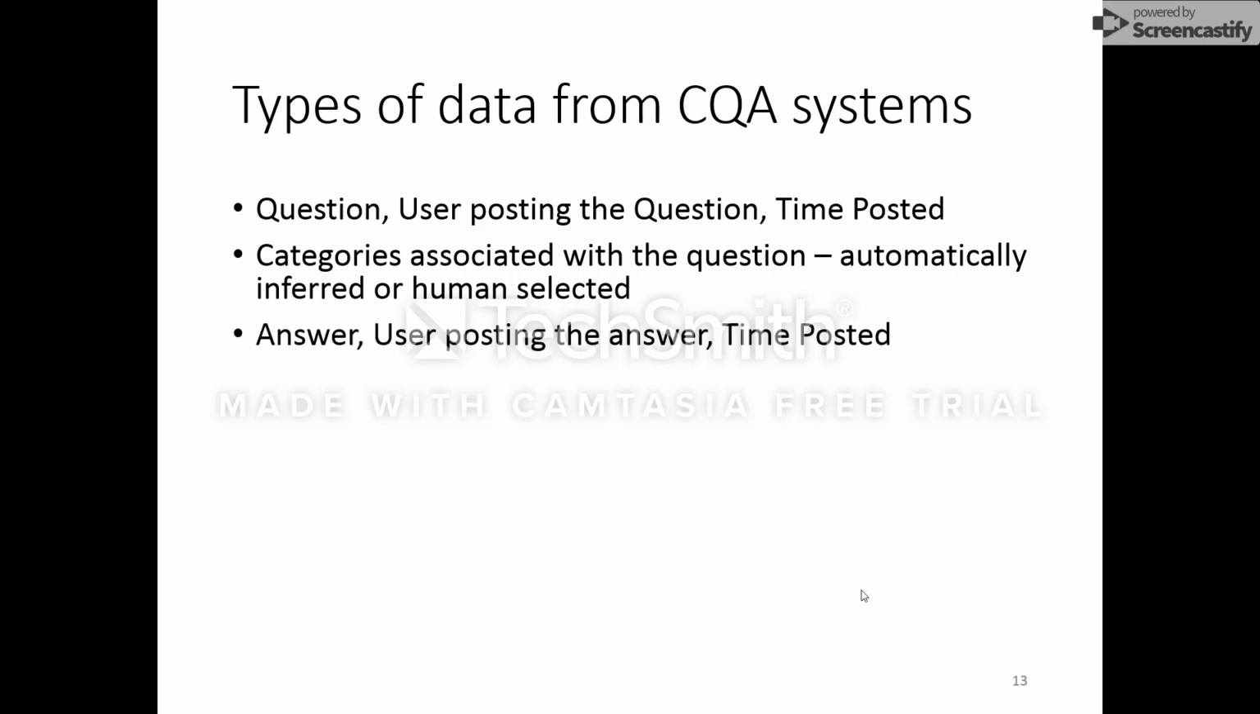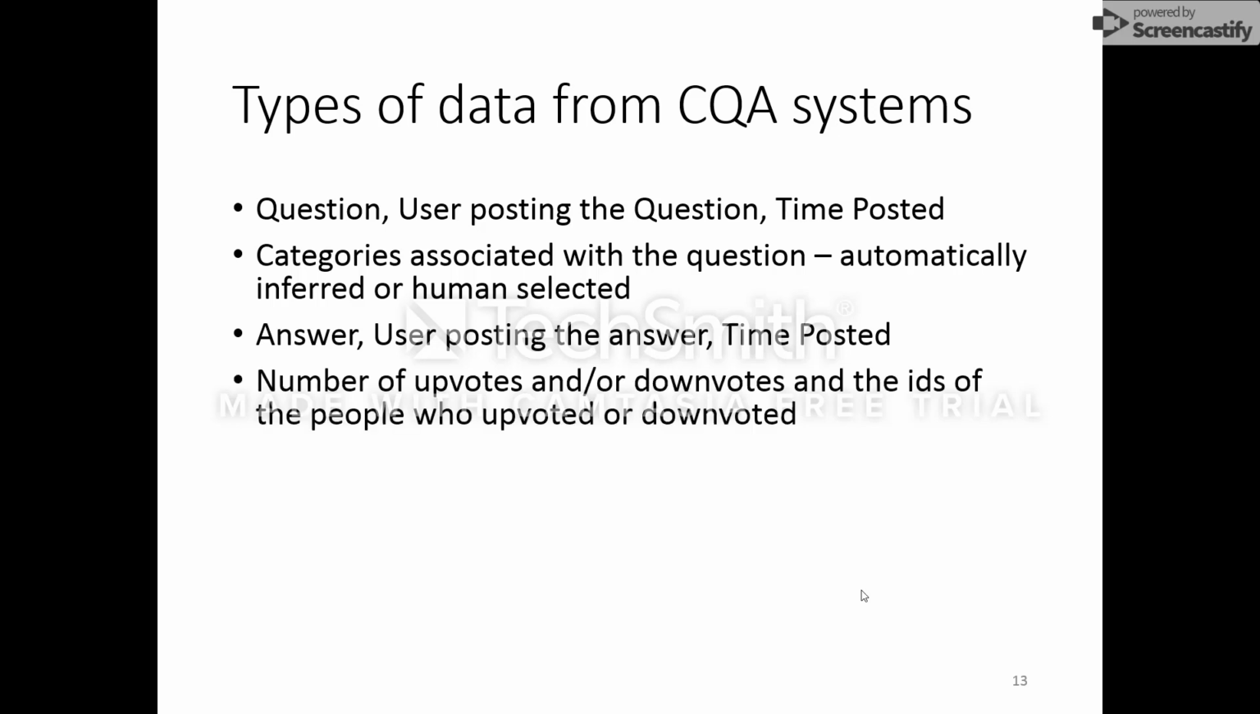And there are also answers and users posting the answer, the time that the user posted the answer, the number of upvotes and/or downvotes, and the IDs of the people who upvoted or downvoted. So the IDs are kind of important because you can infer a social network underneath these question answer pairs. And in certain cases, there would be an admin-chosen best answer or a collapsed answer because it has been heavily downvoted, as in the case of Quora, as we'll see quite soon.